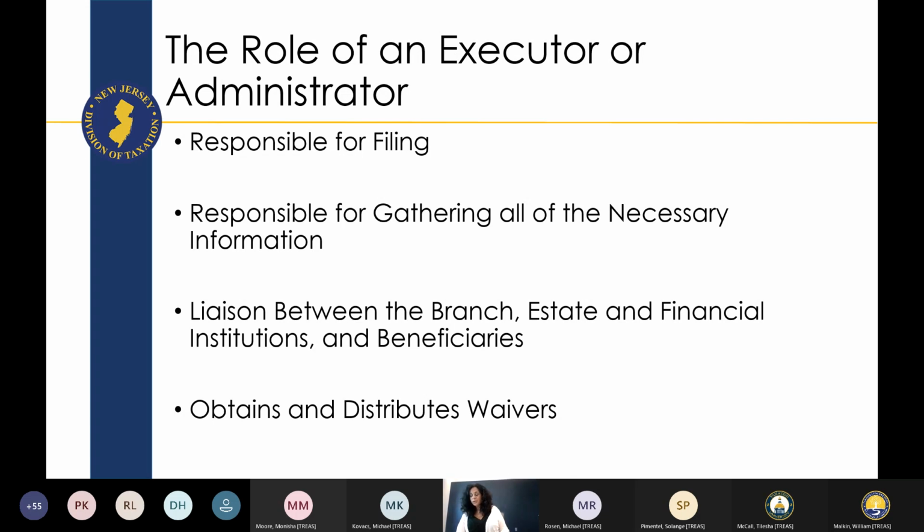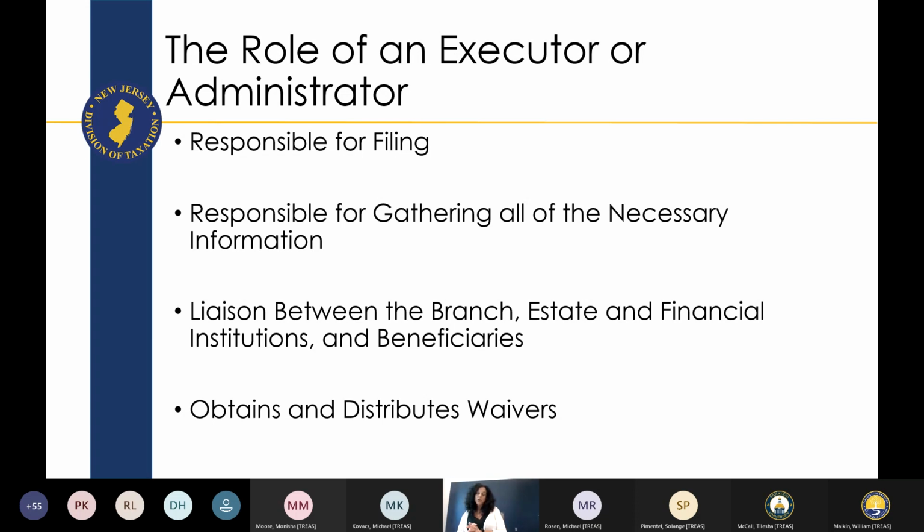This is the person who is responsible for filing a return. They're responsible for gathering all of the information necessary to get all of the work done. This person is also responsible for being a liaison between the branch, the estate, the financial institutions, and the beneficiaries, which is really important because we like to only speak to one person. It is a very busy office and we can't speak to so many different people. So we choose to speak just to the executor or the administrator or their representative. We can't speak to every single person. It gets too complicated, so it streamlines the situation for us.